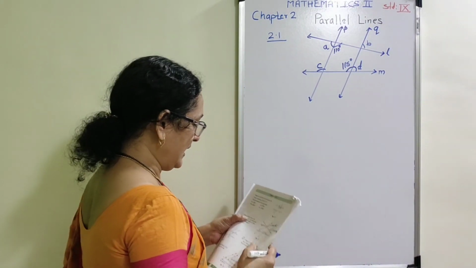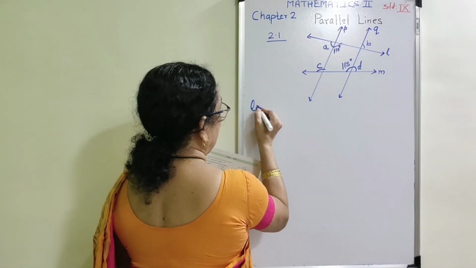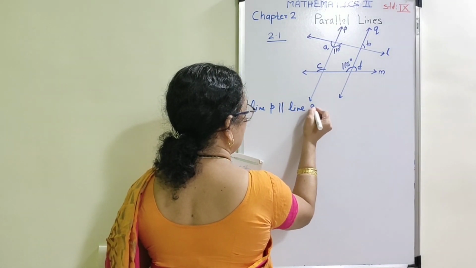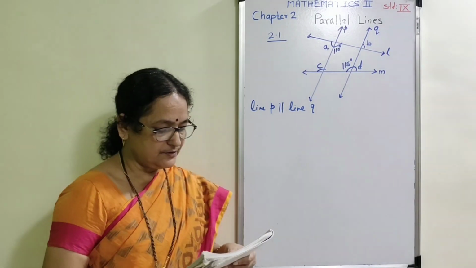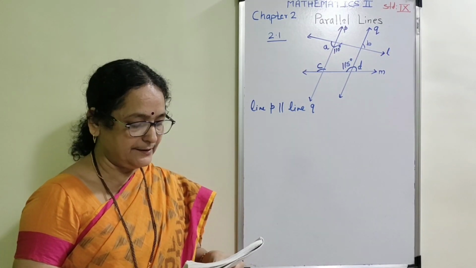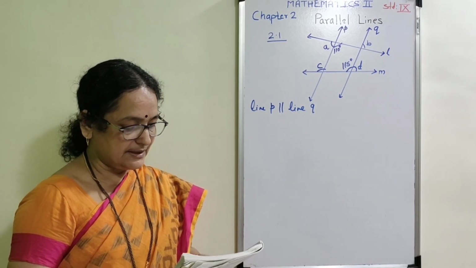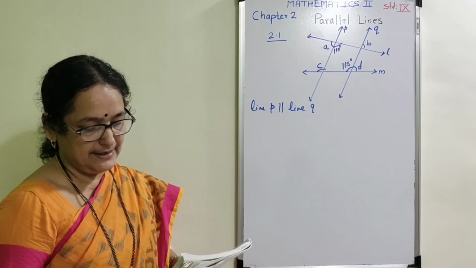They have given line P is parallel to line Q. When you are going to write names of the lines in Euclid's geometry, always use small letters to write names of the lines. Measures of some angles are shown. Hence find the measures of angle A, B, C and D.